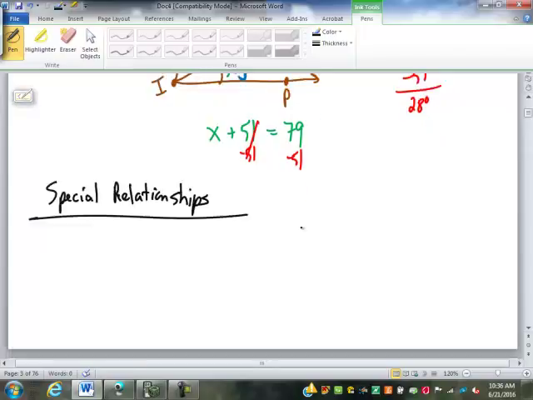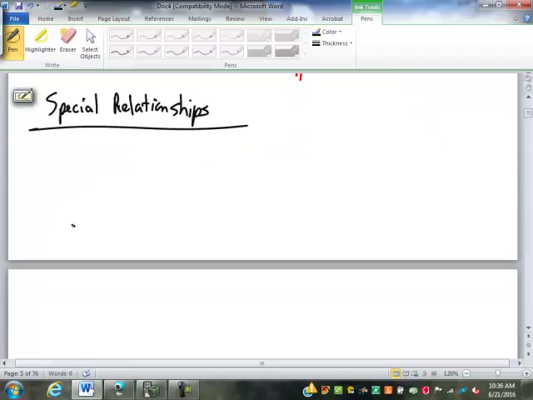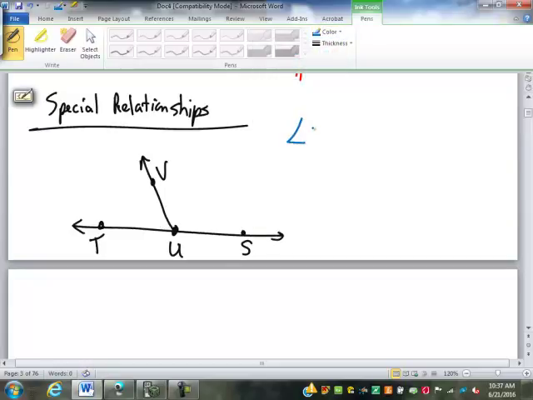One of those potential special relationships would look like this. So let's say I have T, U, V, and S. Here, the measurement of angle TUV plus the measurement of angle SUV has to add up to what?